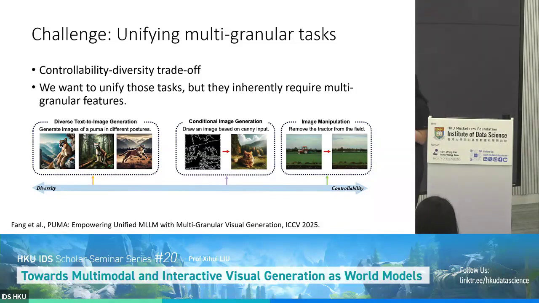So if we draw the diversity-controllability trade-off on this axis, we found that different tasks are located at different points. And because of this trade-off, it is very difficult to have a unified feature space for all of these diverse tasks.